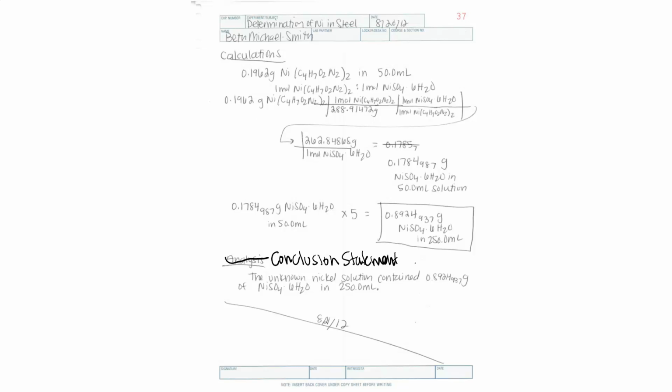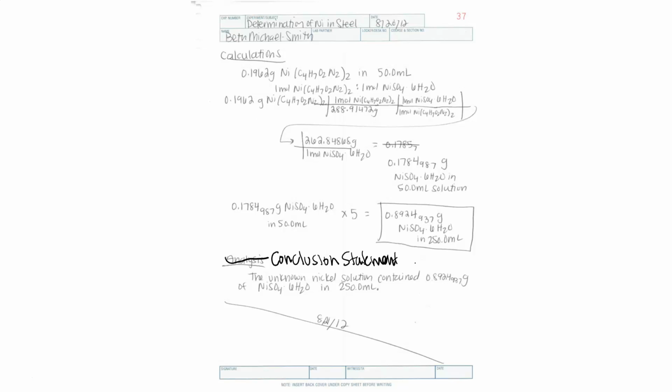So I showed my calculation, which used the molar mass, the mole ratio, and molar mass again. And I kind of circled or boxed in my final answer for this. And then my conclusion statement. The reason why it used to say analysis is I used to call it that, but that's confusing once we look at our typed report terms.